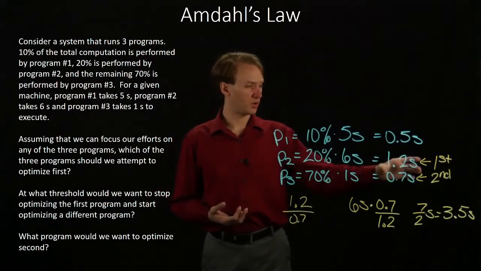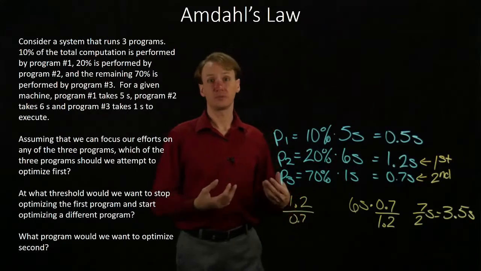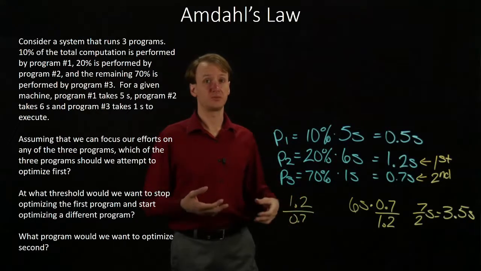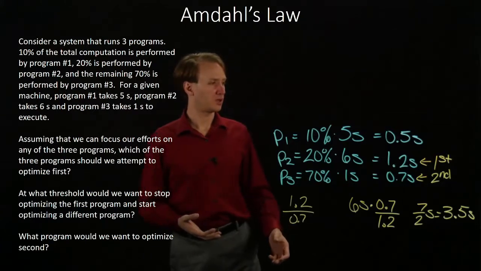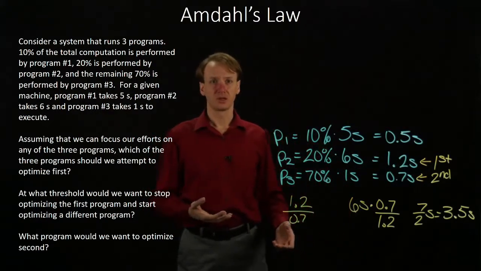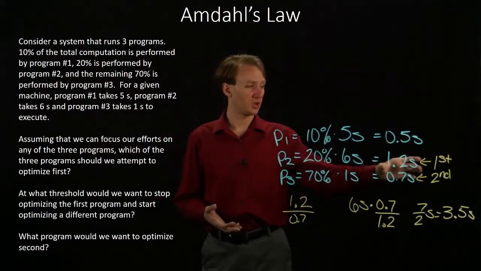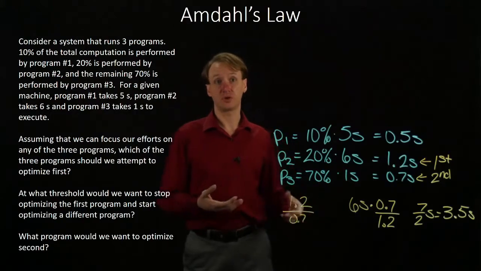Continuing to focus on program 2, even when it's not the most expensive program anymore, is not going to be as efficient. We're going to run into diminishing returns, and we really should just go switch to one of the other programs at that point. This is pretty much what Amdahl's law is telling us, that you're going to get diminishing returns as long as you only focus on one component of your optimization.